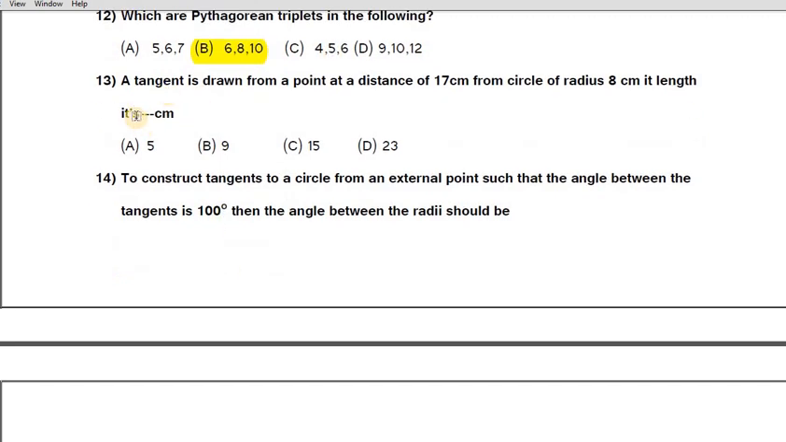Next, let us see another question. A tangent is drawn from a point at a distance of 17 cm from the circle. Means the distance between the external point and the center of the circle is given, that is 17 cm. The radius of the circle is 8 cm, the radius of the circle is given. We need to find the length of the tangent. So if you know the Pythagorean triplet concept, easily you can understand. 17, 8 and one more term which is related to Pythagorean triplets is 15.